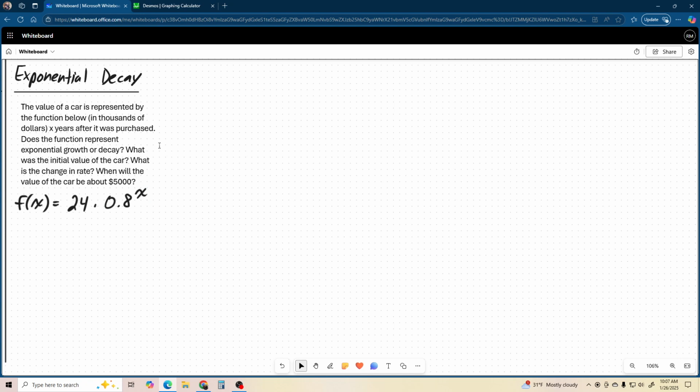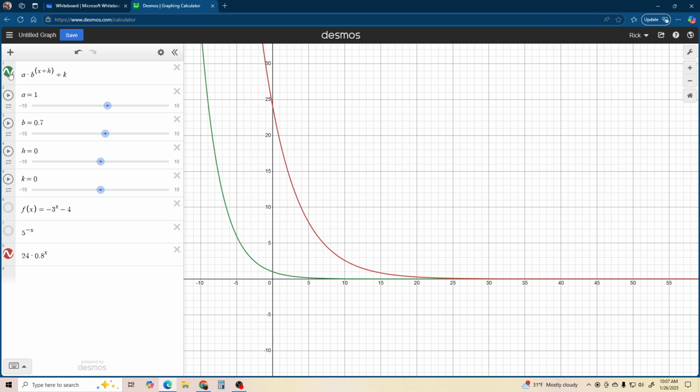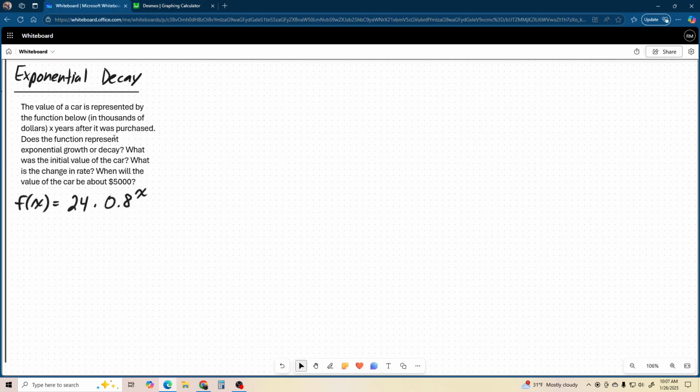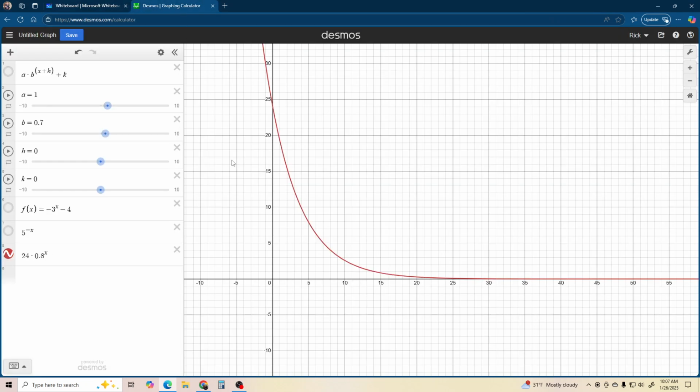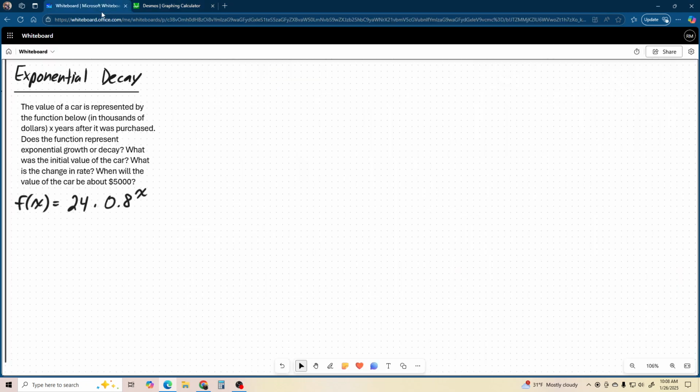Okay, so anytime you have a problem like this, it's important to draw a picture. And I've explained before, graphs are the pictures of algebra 2. So let's just graph our thing. We have 24 times 0.8 to the x. So here's our graph. This graph is going to answer a lot of questions for us. So let's look back at it.